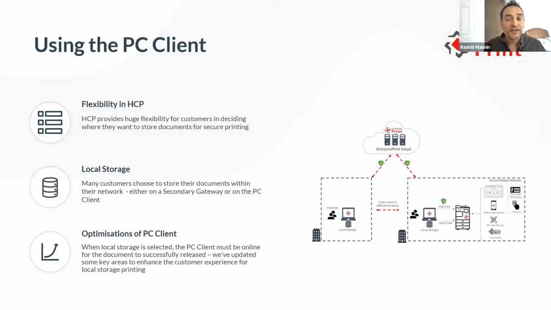As part of that, there's a huge amount of flexibility in where customers can store their jobs. Jobs can be stored within the cloud, on a secondary gateway within the customer environment, or locally within the PC client. A lot of customers choose to do this because they don't want jobs leaving their network. They want to keep the job local to the PC client and then deliver it directly to the printer. So it reduces bandwidth requirements. Only the metadata goes up and down to the cloud, and the jobs can get delivered in the quickest, most efficient way directly to the printer.